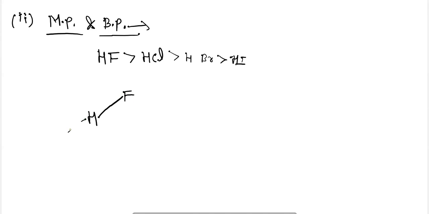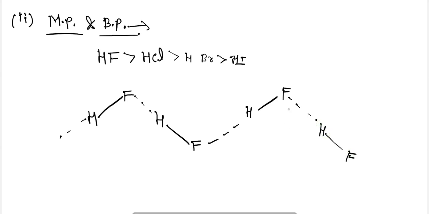The hydrogen bond here is formed something like this. The structure for hydrogen fluoride possessing the hydrogen bond is like this, and the angle it forms here is 140 degrees.